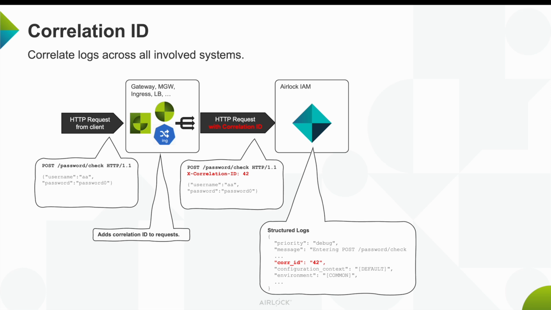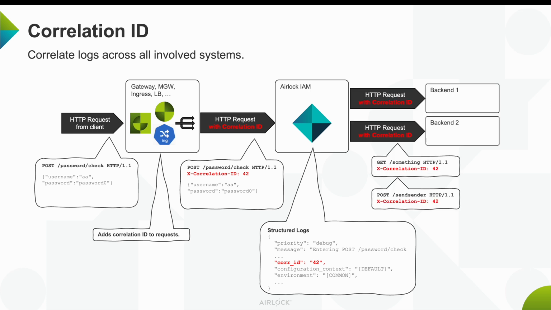Now, the feature allows Airlock IAM to extract this header and use it twofold. Once, it is logged in the structured log files. And second, it is also sent to backends. So, for example, if we call an SMS gateway or some other HTTP-based backend, then Airlock IAM is going to add this header, so the backend can also log it. If all the systems log the same correlation ID, it is a lot easier to correlate different log files from different systems.